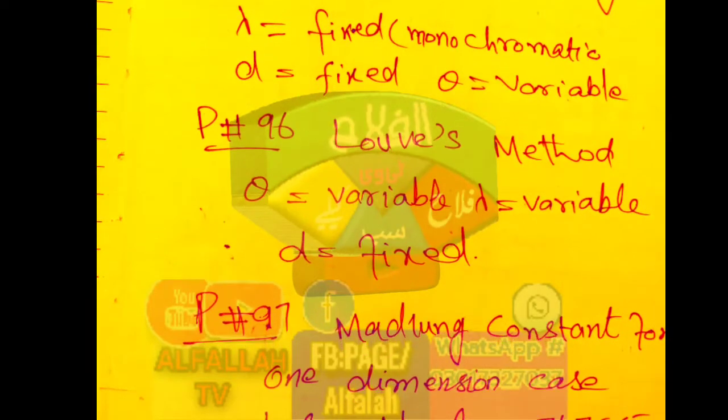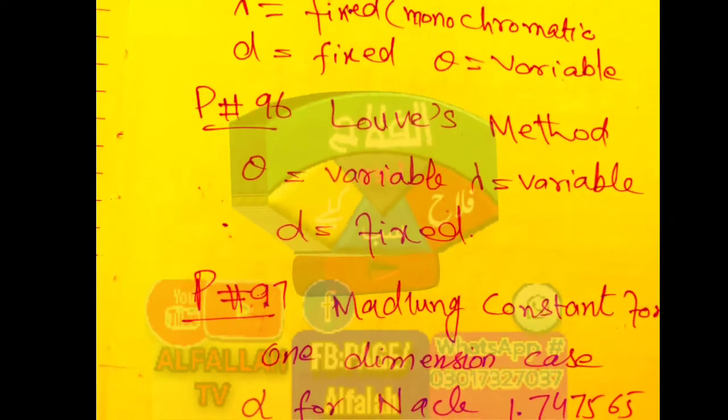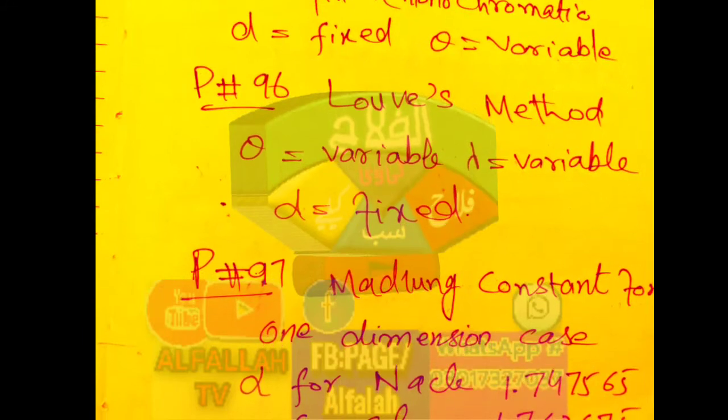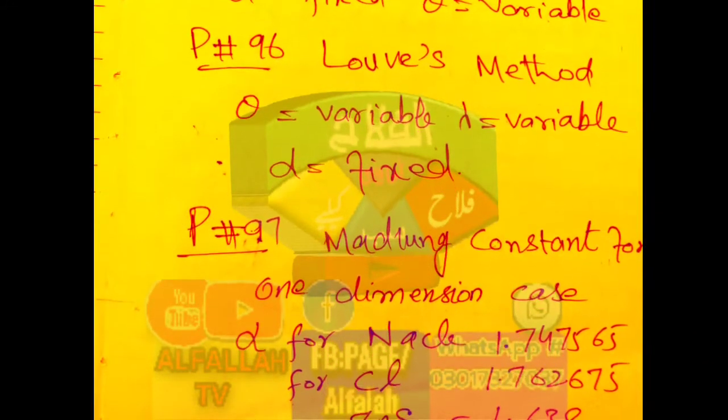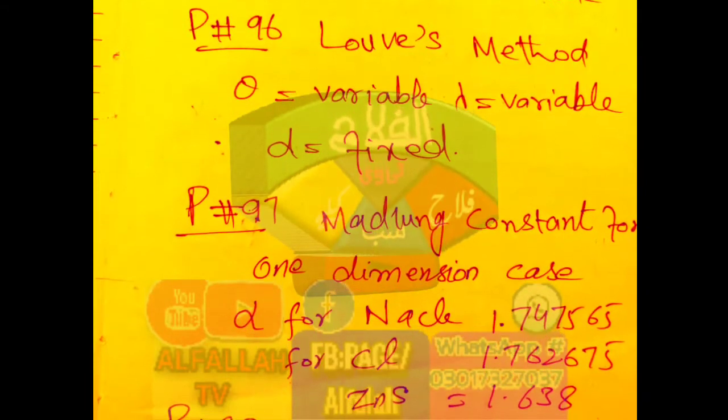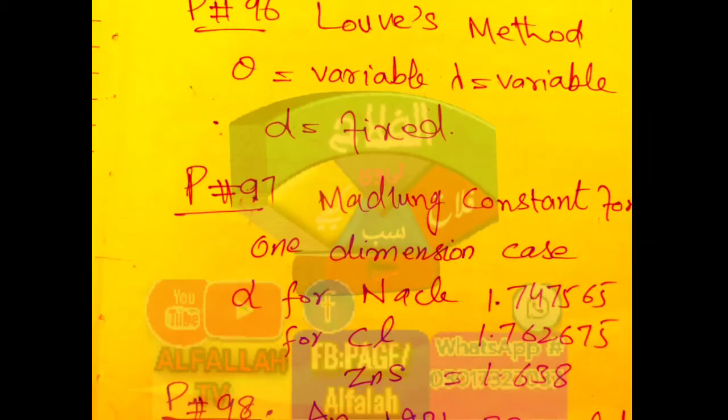Point number 97, Madelung constant for the one-dimensional case. Alpha for NaCl is 1.747565, for CsCl 1.762675, for ZnS 1.638.